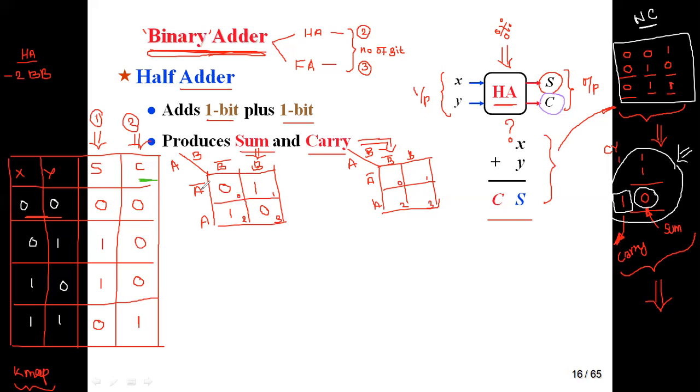So I'm going to fill the values for carry. My input combinations are 0, 0 means carry is equal to 0; 0, 1 means again 0; similarly, 1, 0 means 0; and 1, 1 means 1. That's all over. So for producing the sum, this is the Karnaugh map. For producing the carry, this is the Karnaugh map.